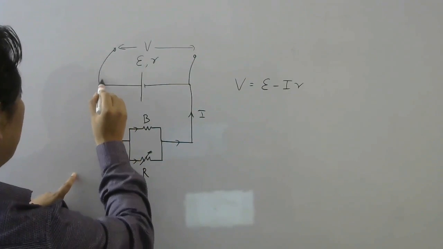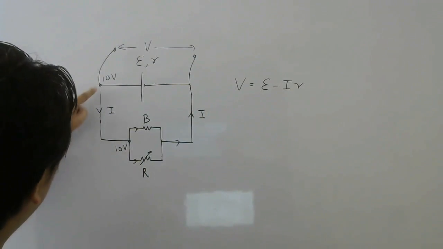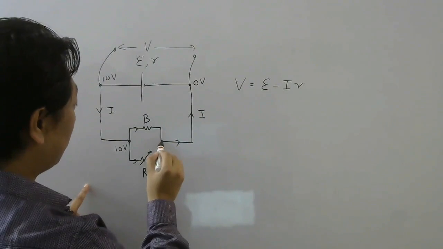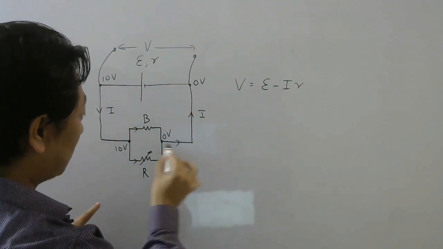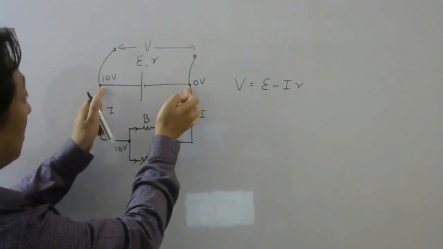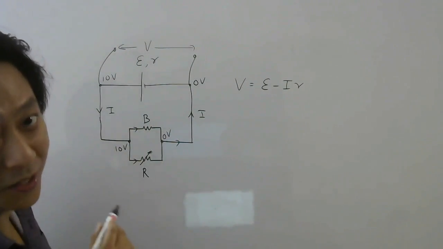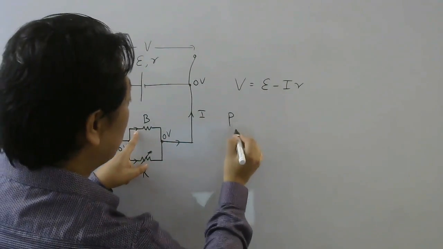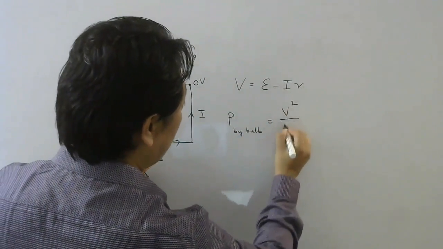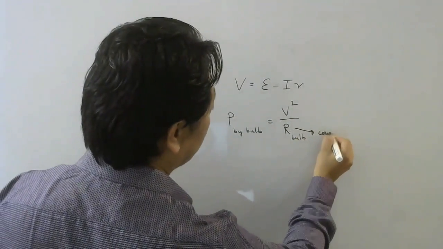So if this point is at 10 volt, this point will also be 10 volt, isn't it? Because this part has no resistance. Similarly, if this point is 0 volt, this point will also be 0 volt because this is just a connecting wire. There is no resistance. So the potential difference here, if it is 10 volt, here also it will be 10 volt. So if I know the potential difference, I can easily find the power consumed by the bulb by using the formula V squared by R of the bulb.